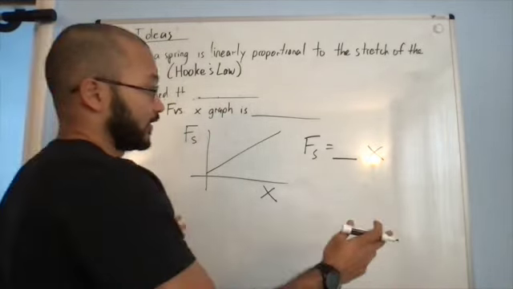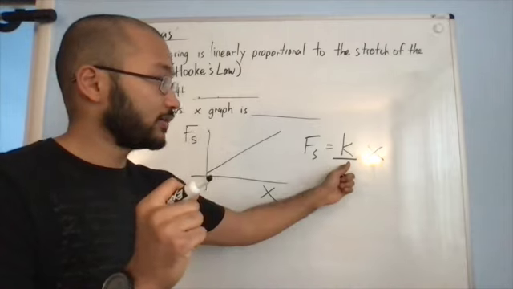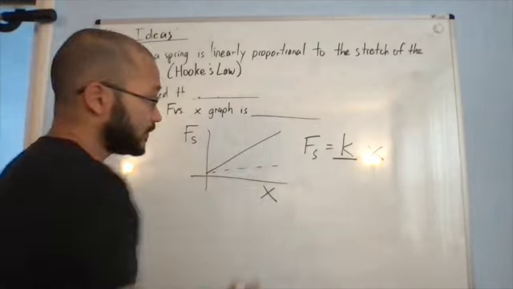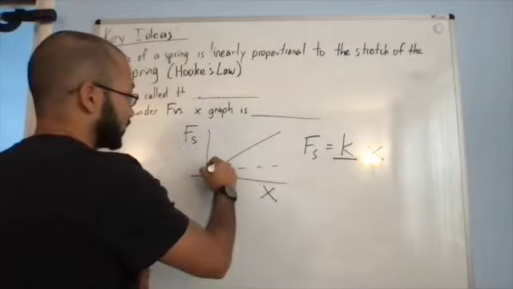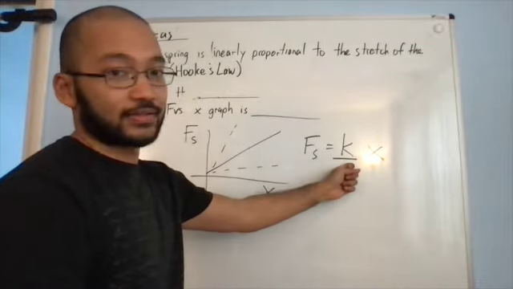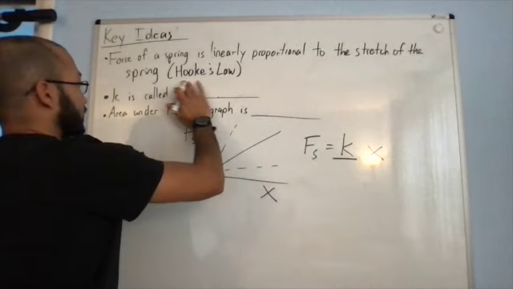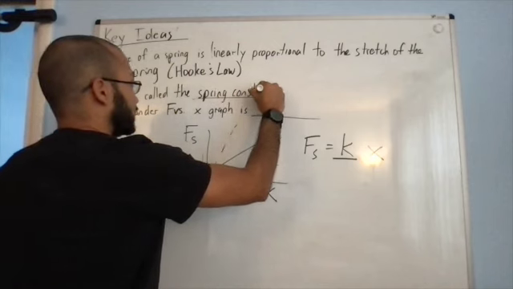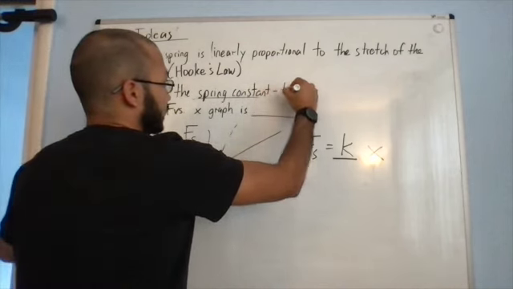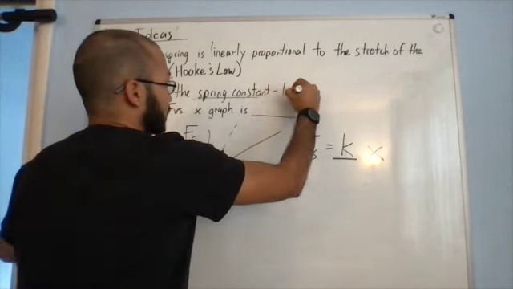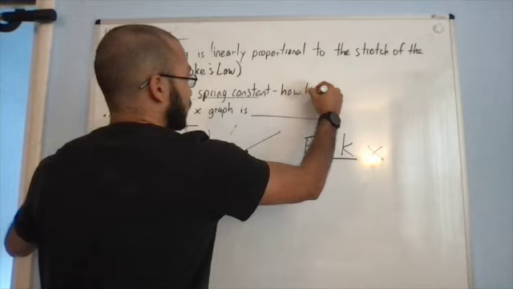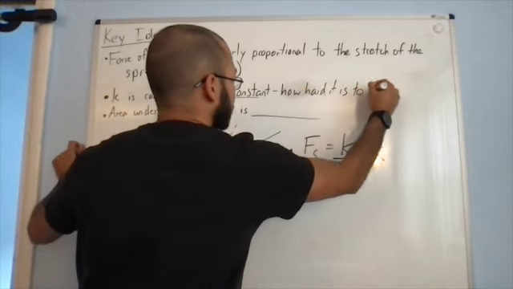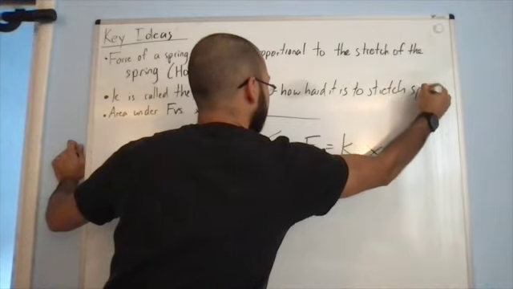It basically is just a number that depends on the actual spring. So some springs are easy to stretch. They have a small K value, a small slope. Some springs are hard to stretch. I've got to put a lot of force and it's not going to stretch very much. So that would be a larger slope. That is this K. K is called the spring constant, and intuitively, it's how hard it is to stretch the spring.